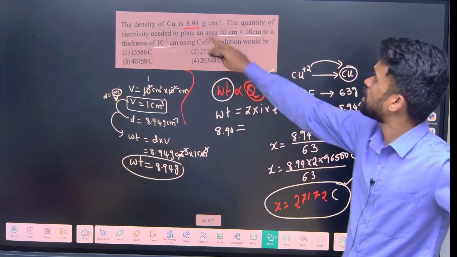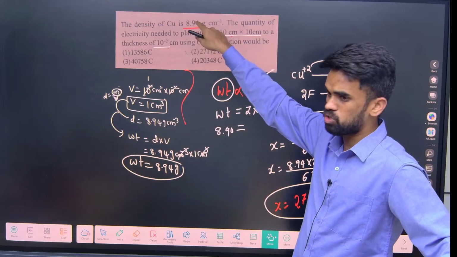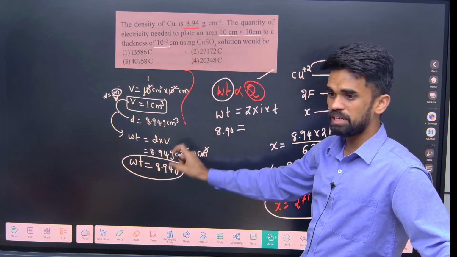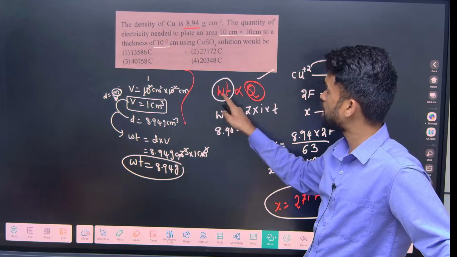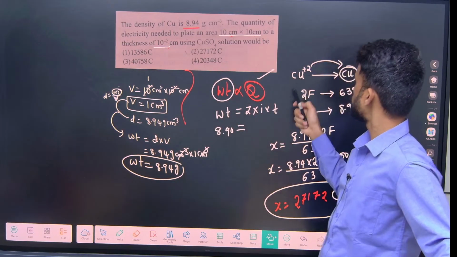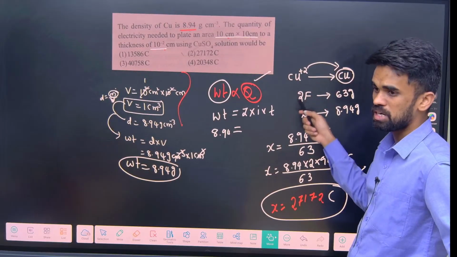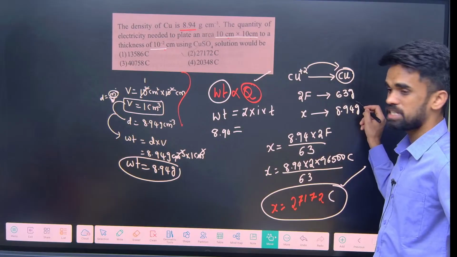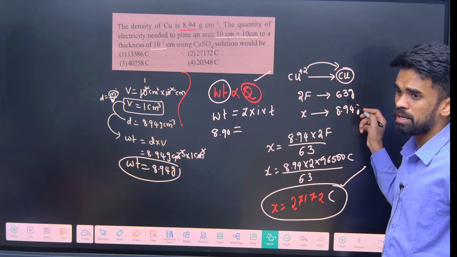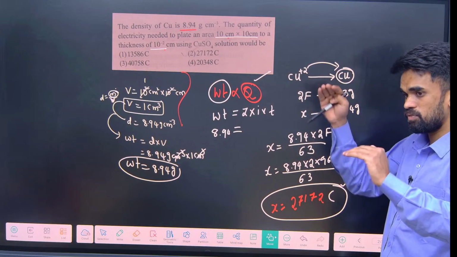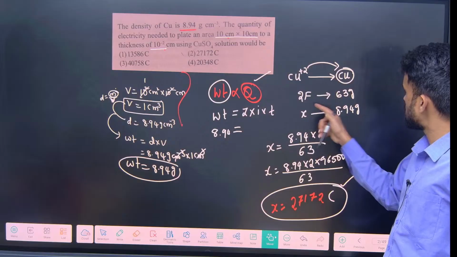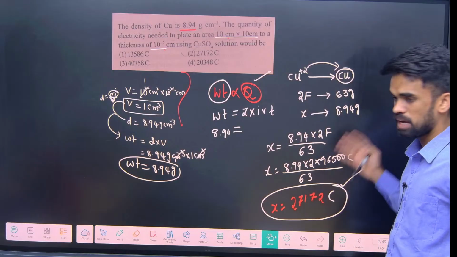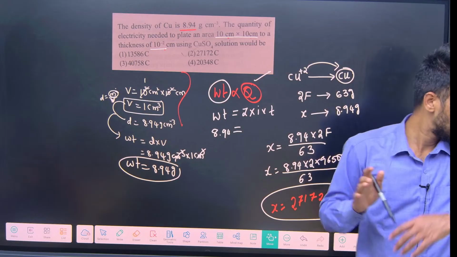See, sometimes they will give you density. A similar model question was asked in JEE Mains previously, giving the density and thickness. First we need to find the weight of that substance. We know the weight and charge relation: the weight of substance deposited depends on the quantity of charge passed through the electrolytic solution. So 2 Faradays gives 63 grams; only 1 Faraday gives 63 by 2 grams. It means as charge decreases, weight also decreases. Based on that, this much mass is deposited, so it is X Faradays. So you can find the X value like this. Okay, is this clear? Let's move forward.